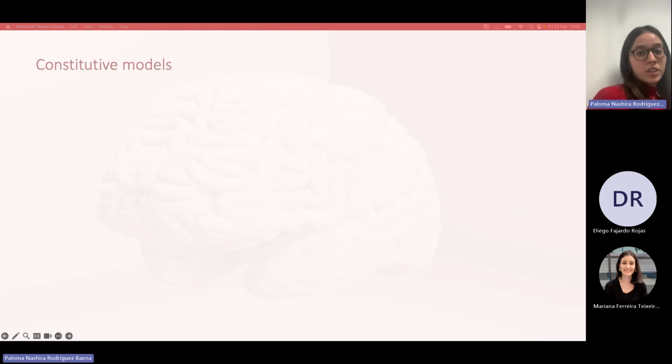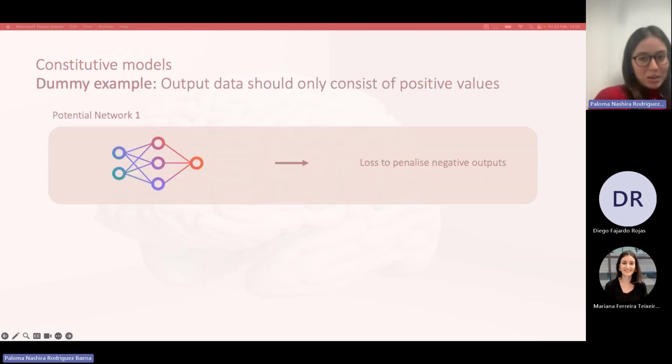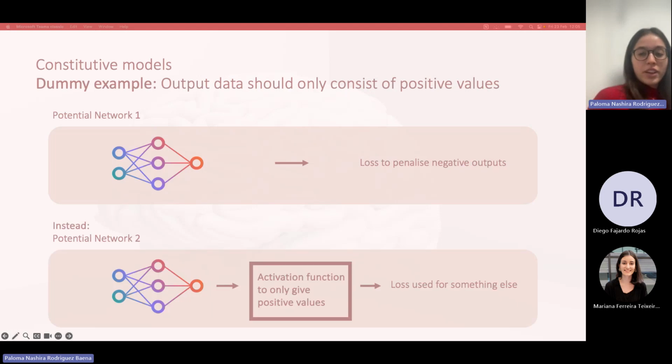The idea behind the constitutive methods is that the network would automatically satisfy the physical requirements, only producing physically reasonable outputs. This can be implemented by explicitly modifying the network input-output architecture, therefore hardwiring the physics into the network design. A really simple example would be that if you know that your output image needs to be made up only of positive numbers, you could penalize the negative outputs using the loss function, or instead you could modify the network architecture by adding an activation function that only outputs positive values. And then the loss function doesn't need to deal with the negative values and can focus on something else.